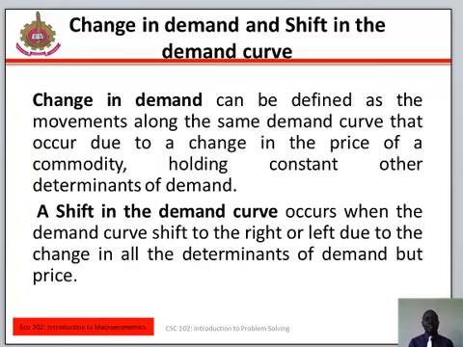Change in quantity demanded and shift in the demand curve. Change in quantity demanded can be defined as the movement along the same demand curve that occurs due to a change in the price of a commodity, holding constant other determinants of demand. A shift in the demand curve occurs when the demand curve shifts to the right or left due to the change in all the determinants of demand but price.